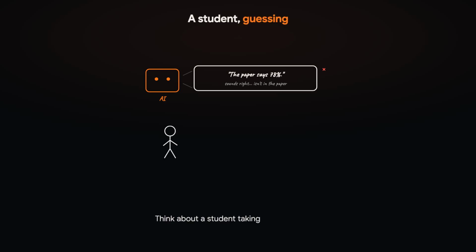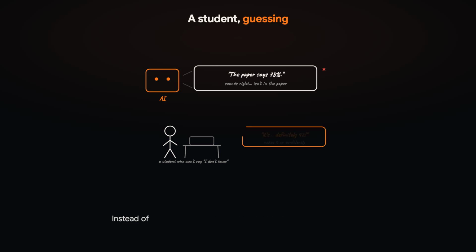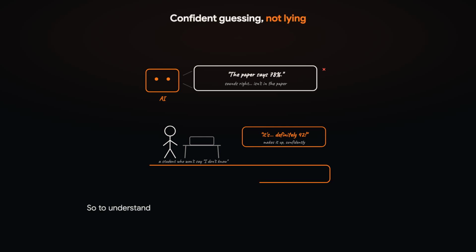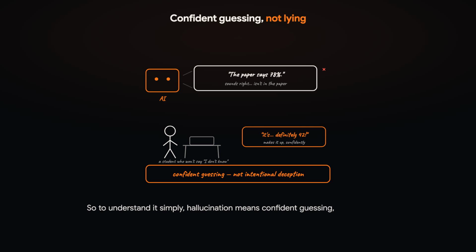Think about a student taking a difficult exam. They don't know the answer. Instead of saying, "I don't know," they confidently make something up. That's very similar to what an AI hallucination looks like. The AI isn't trying to lie. It's predicting words that sound reasonable, even when they're incorrect. So to understand it simply, hallucination means confident guessing, not intentional deception.